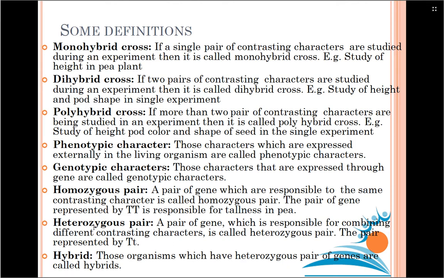So such chromosomes are called heterozygous pair, where the pair of genes has different characters. Those organisms which have such chromosomes, that is, heterozygous pair of genes, are called hybrid. Heterozygous means mixture of genes.